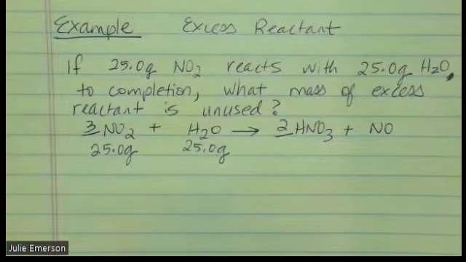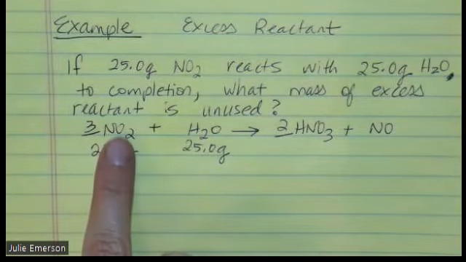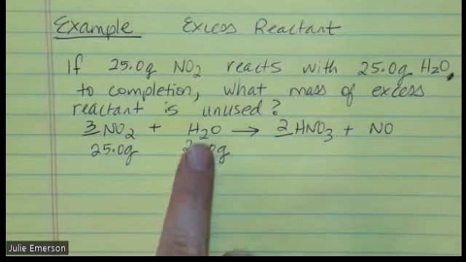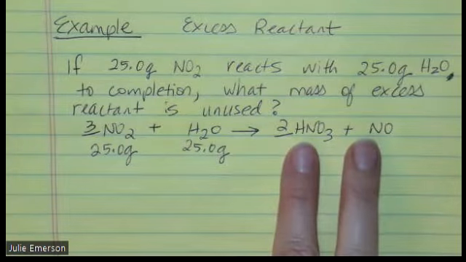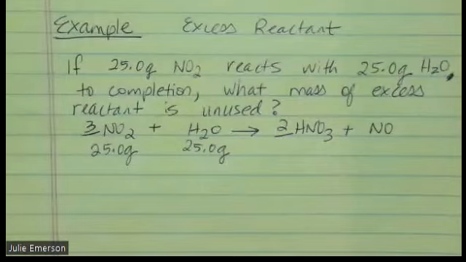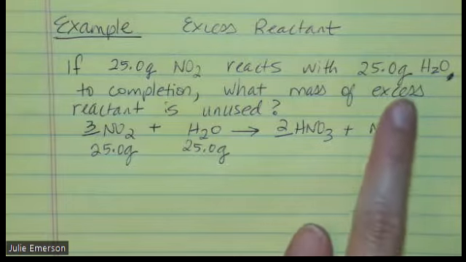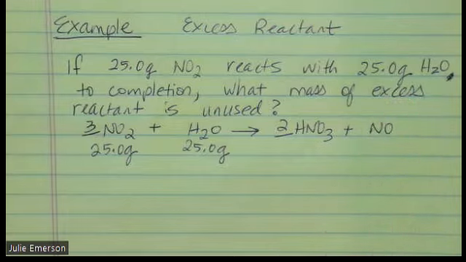All right, so I've got 25 grams of NO2, and I'm reacting that with 25 grams of H2O. And the question says that those 2 reactants go to completion, but we're not concerned with how much product we're going to make like we typically are with the limiting reactant problem. Instead, we want to know how much of the excess reactant is not used up. So we understand that this is still a limiting reactant problem, right? Because we see that one of these is excess. That means the other one must be limiting.